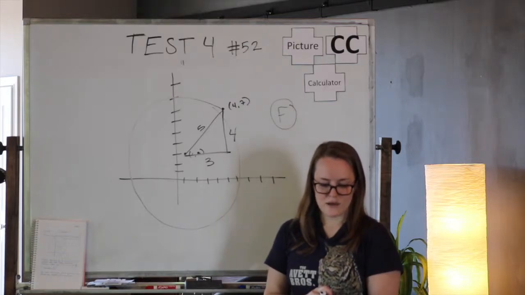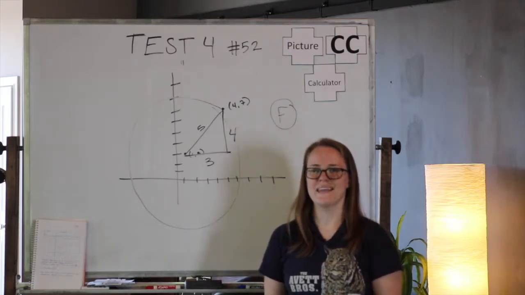It's the set of all points that are 5 coordinate units from (1, 3). And that's all you've got to do on this one.